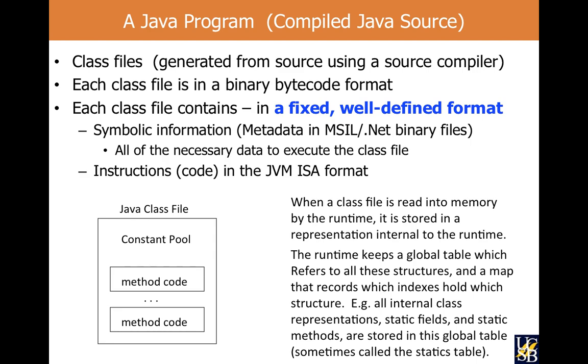All internal structures that the runtime needs to get to, and class representations, static fields, static methods, are all stored in a table called a global table, or sometimes called a statics table. So we just keep track of everything static, and then we have individual data structures for the internal classes.